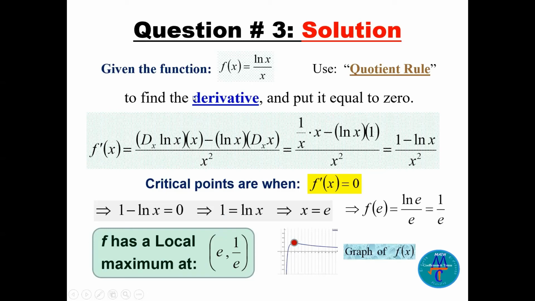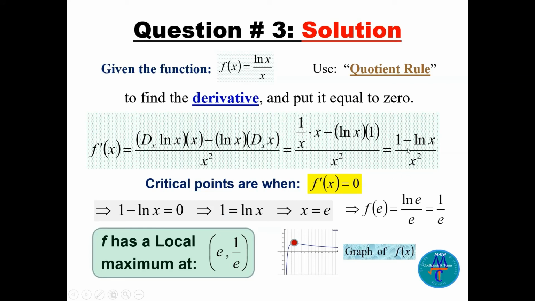Let's find the derivative and put it equal to 0. So f of x will be ln of x divided by x. Use the quotient rule: u prime v minus v prime u divided by v squared. So the derivative of ln of x will be 1 over x times the x minus ln of x times the derivative of the x, which is 1. So this is 1 over x times x will be 1, minus ln of x, divided by x squared.